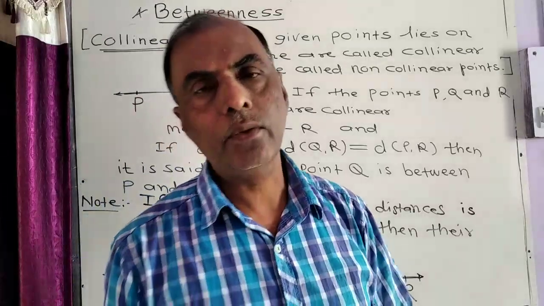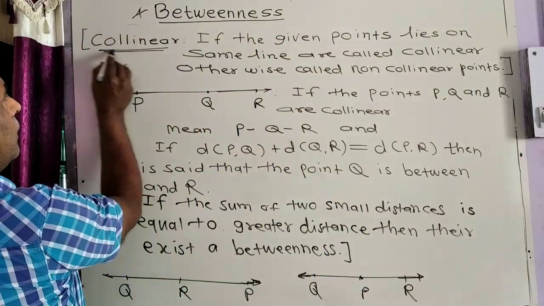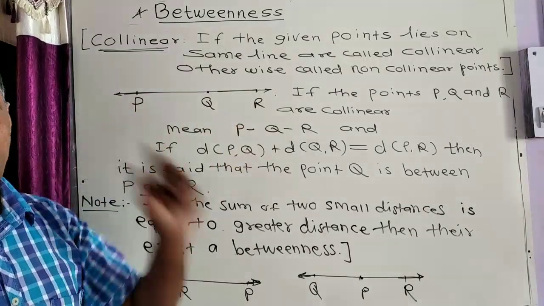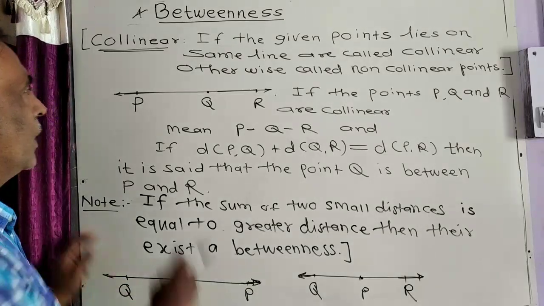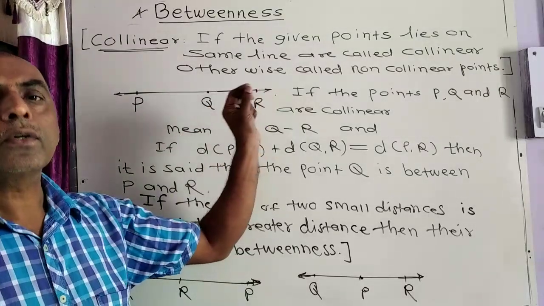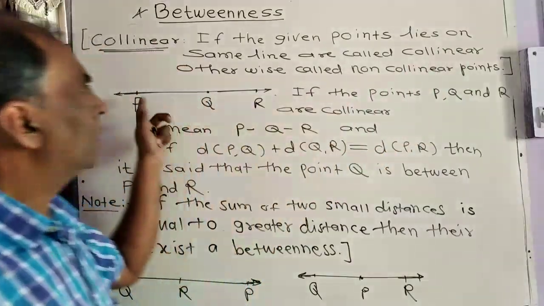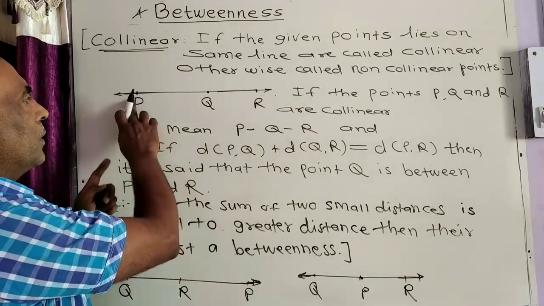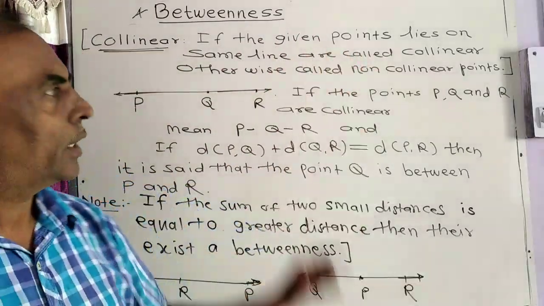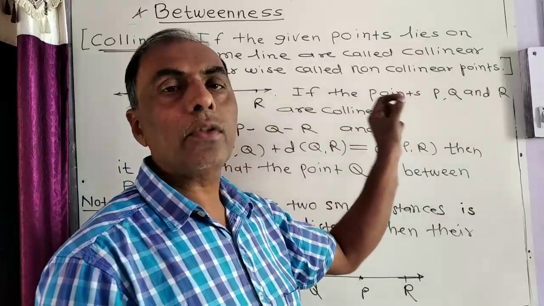There is one concept: collinear points and non-collinear points. So first, see the definition of collinear points. Suppose we are given 3 points, P, Q and R, and these 3 points lie on the same line. Then such 3 points are called collinear points. Otherwise they are called non-collinear points. Suppose 3 or 4 points, all the given points lie on the same line, then they are called collinear. Otherwise they are called non-collinear points.